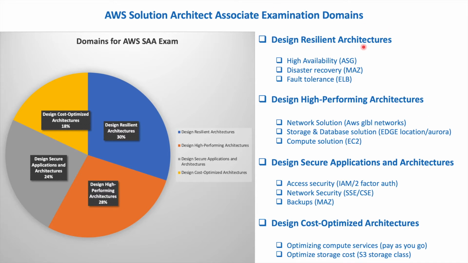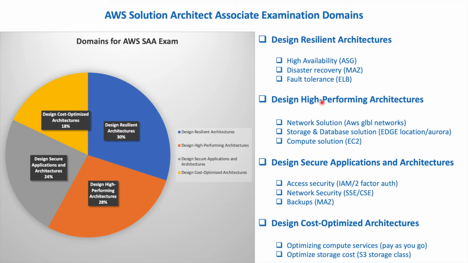For resilient architecture, we should know how to make our architecture more resilient. For this, we should know how to build our architecture to be highly available, so that it can be recovered if any disaster happens, and the architecture should be fault tolerant as well. AWS offers some services like auto scaling group, multi-AZ deployment, and elastic load balancer in this architecture type.